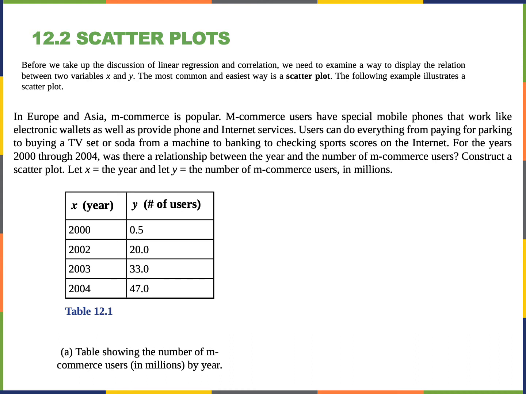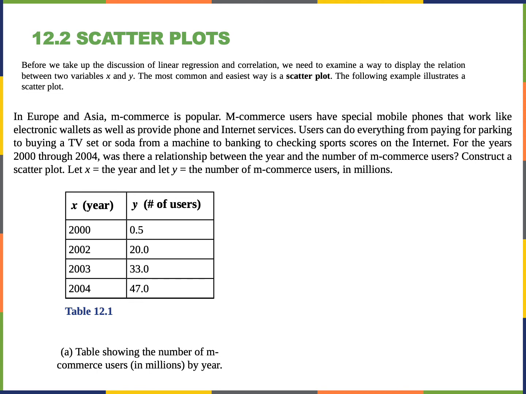So, okay. In Europe and Asia, m-commerce is popular. So what is m-commerce? They use special phones that work like wallets, and they provide phone and internet service. Now we have smartphones, so this is kind of old. But users can do everything from paying for parking to buying a TV set or soda to banking to checking sports scores. And for the years 2000 through 2004, was there a relationship between the year and the number of users? Let's construct a scatter plot.